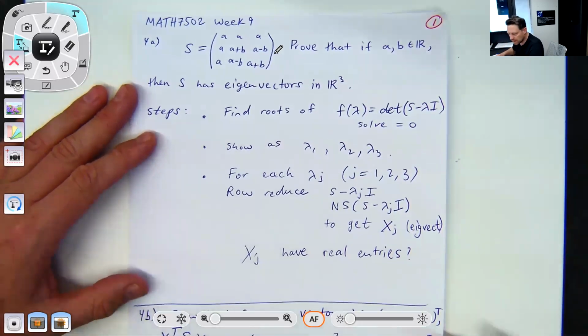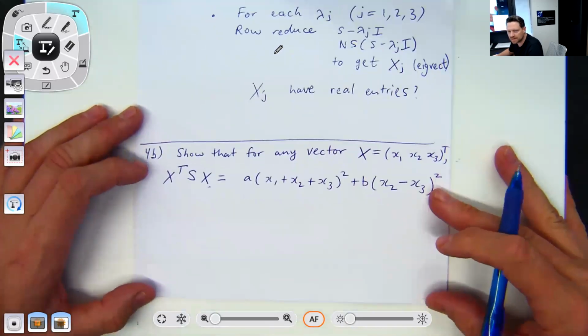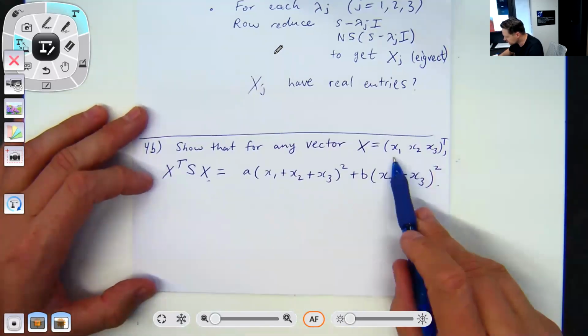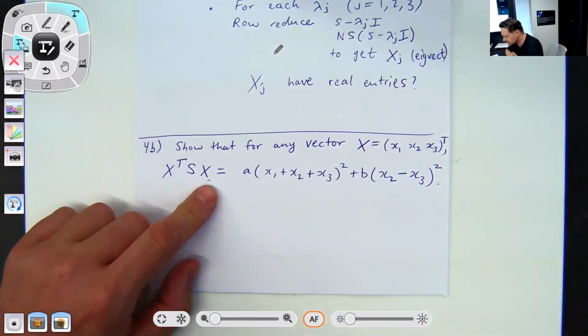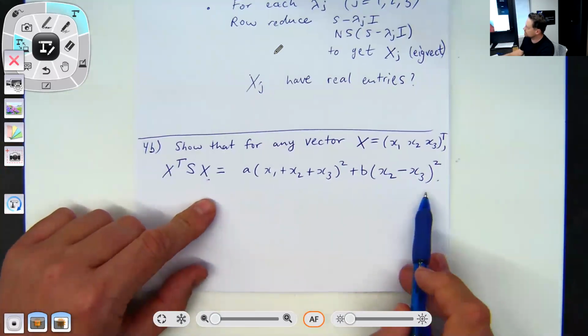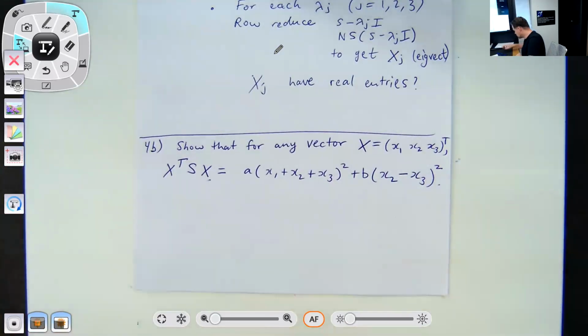Okay, next one. The next question says, show that for any vector x = (x1, x2, x3) transpose, x transpose S x is given by this expression. It's a nice expression. Now, I've got the assignment here, so I'll just pull it off.